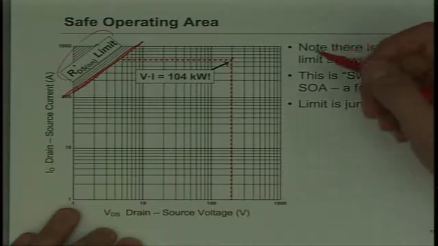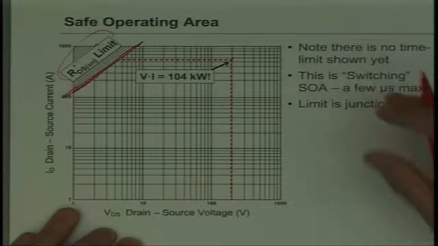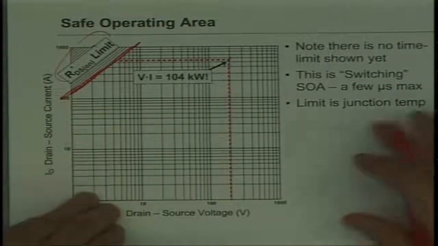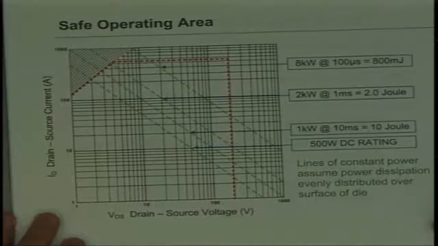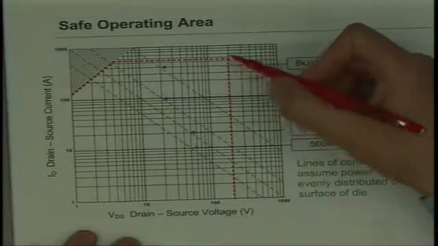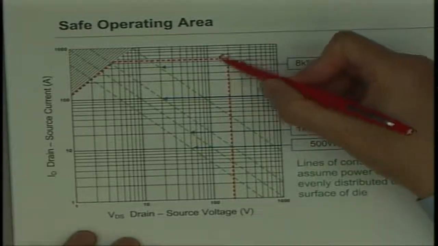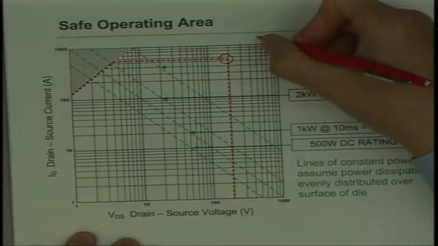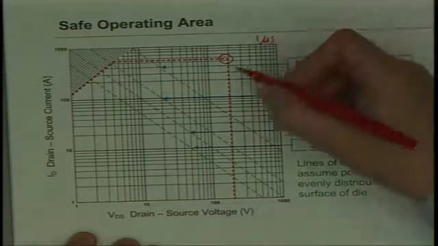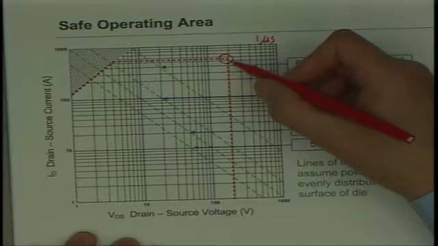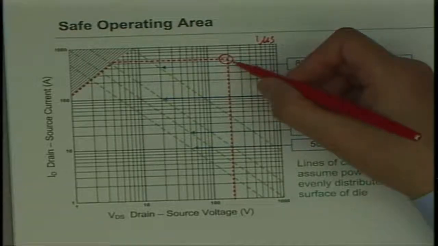So clearly you can't do that for very long, right? And that's where the next step in building up the SOA curve is to look at what the time limits are. Typically, somewhere up here will be specified, maybe 1 microsecond or 2 or 5 microseconds. Typical switching times, by the way, are usually well below that. So you're talking tens or hundreds of nanoseconds.